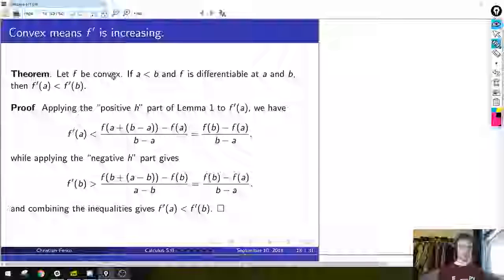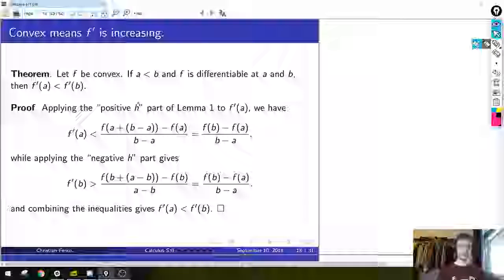So let f be convex, so again it opens up. We pick 2 points, a less than b, and suppose f is differentiable at both of those points, at a and at b. And then the claim is that the derivative at a is less than the derivative at b. So again, this is the statement that, I really should say strictly, f prime is strictly increasing. Okay, how do we prove that?